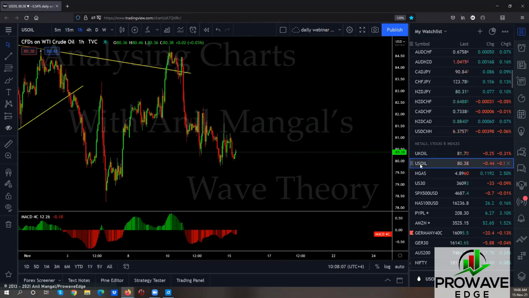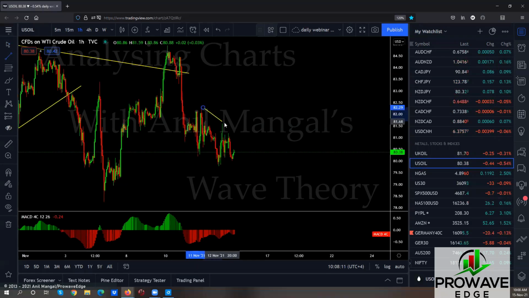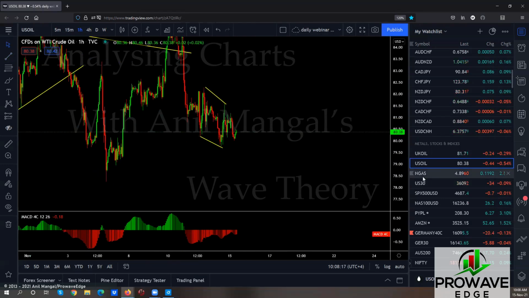US oil, same thing. Same structure. As a matter of fact, US oil is more of a sell. This could possibly be a running flat here. Not necessarily a channel as yet, but a running flat for downside. So it's more of a sell setup.